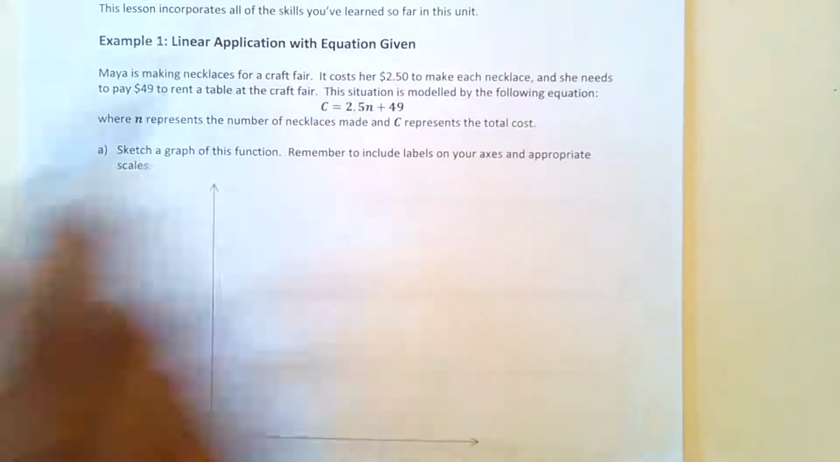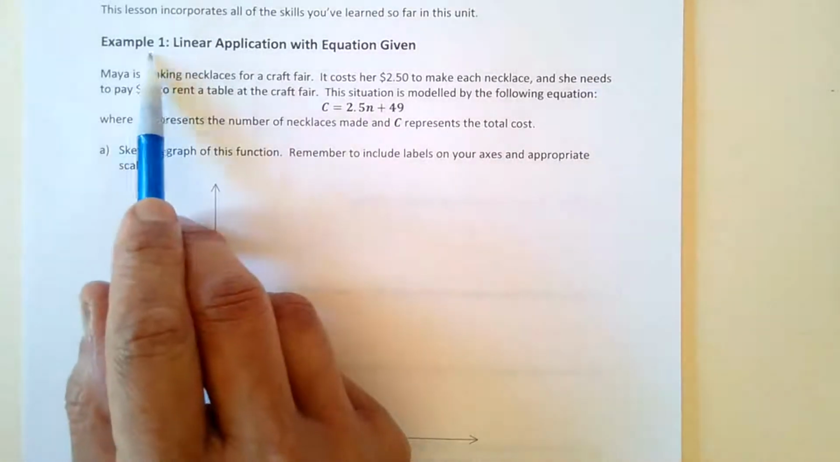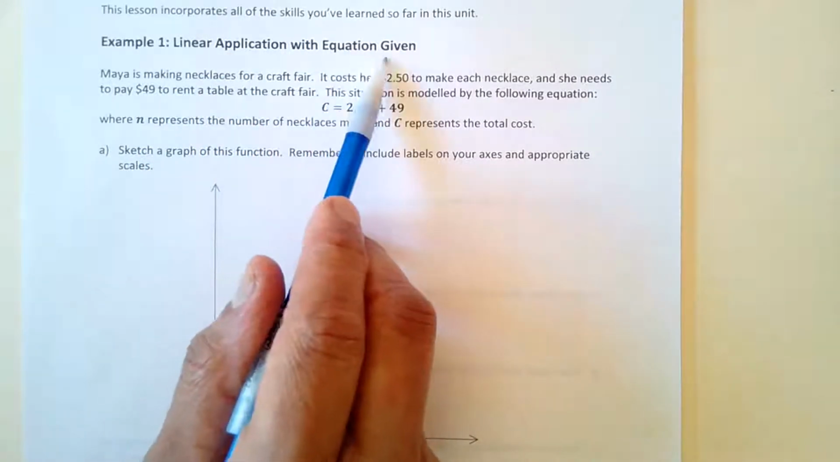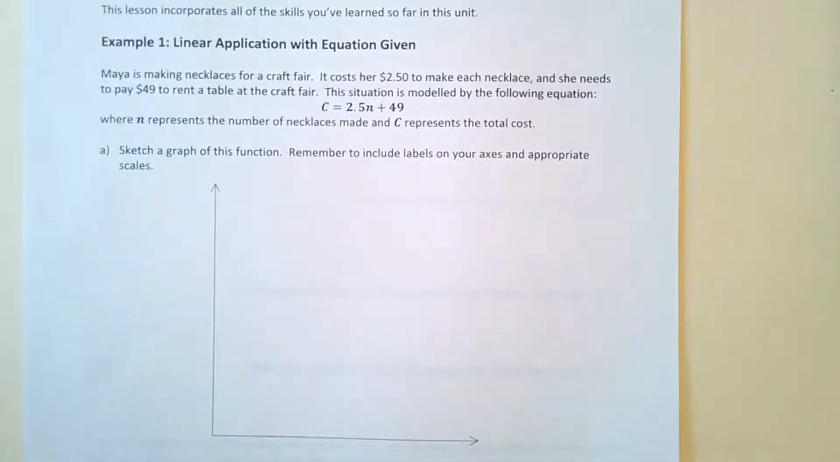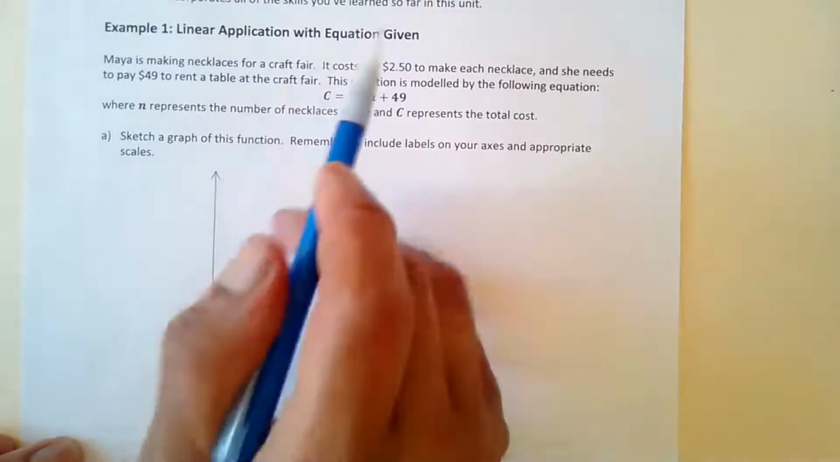So we'll put together all of the skills you've learned so far in this lesson. Here, example 1, linear application with equation given. There are some questions where the equation is not given, but for the first 2, the equations are given. In the next examples, 4 and 5, the equations are not given, but they're given a set of values. Let's look at the first one here, where the equation is given.